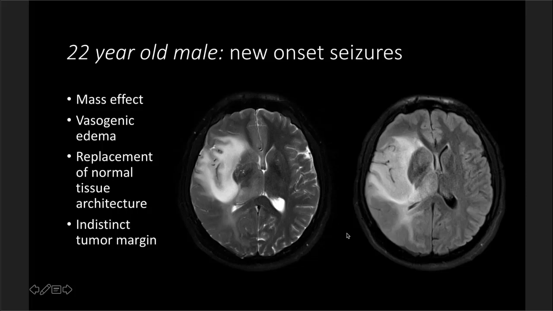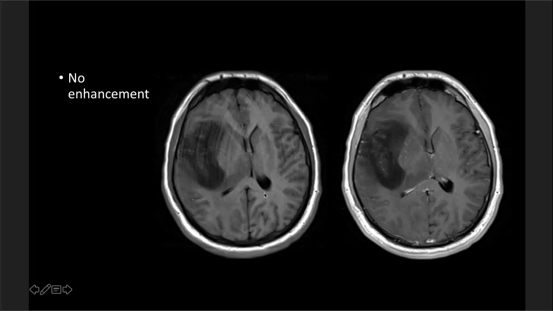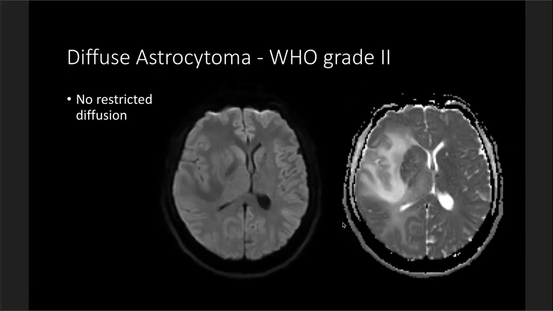Here we have pre and post contrast images, so T1 weighted image without contrast and with contrast, and we have no significant enhancement in the tumor. We have a few foci of enhancement in the sylvian fissure, and those are blood vessels that are enhancing, but the tumor itself does not enhance. On diffusion weighted imaging, this tumor has no restricted diffusion, so we have no bright signal on DWI, and we have no dark signal on ADC. This is very bright on ADC, so that means no restricted diffusion. And this turned out to be a lower grade tumor, diffuse astrocytoma, and it's WHO grade 2.